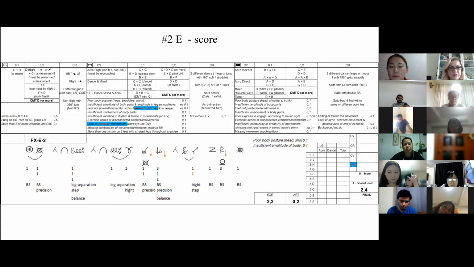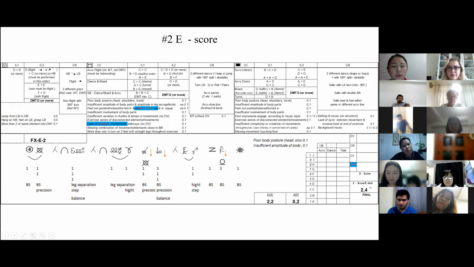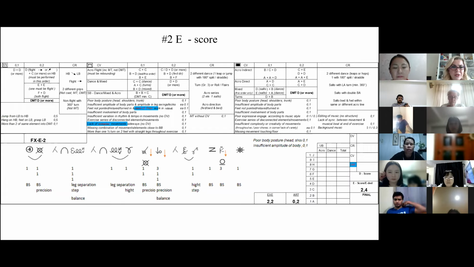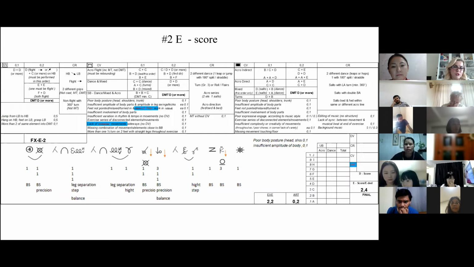For poor body posture and insufficient amplitude of body movements. Total E deduction 2.4. Thank you, Luda. Again, I will give a very short explanation. As you can see, dear friends, sometimes if the routine is performed nicely or with a nice artistry, we don't have to deduct that much.